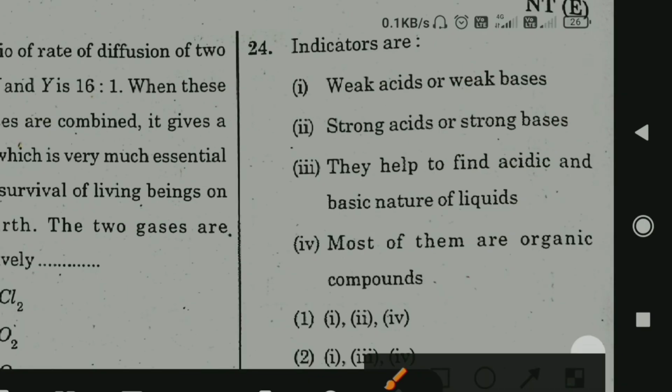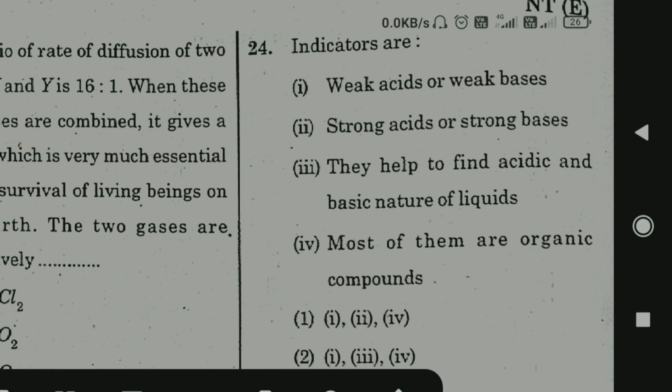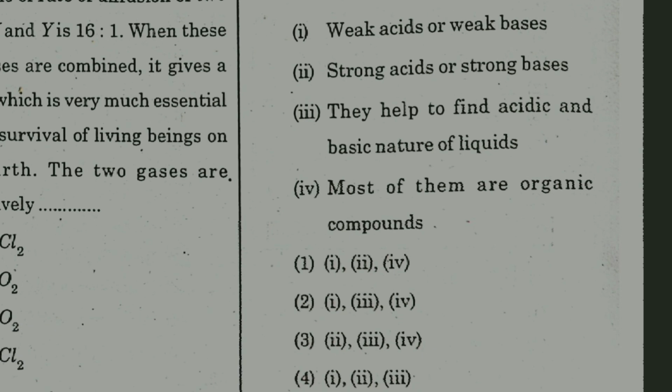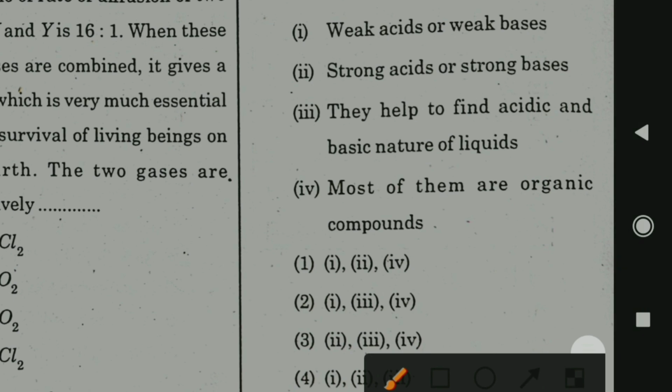So coming to the 24th bit: indicators are weak acids or weak bases, strong acids or strong bases, and they help to find the acidic and basic nature of liquids, and most of them are organic compounds. So option 2, with the first, third and fourth, is the correct answer. That means the first option is correct, the third option is also correct, and the fourth option is also correct, and strong acids or strong bases is the wrong option. So first, third and fourth are the correct options. So the second one is the correct answer.